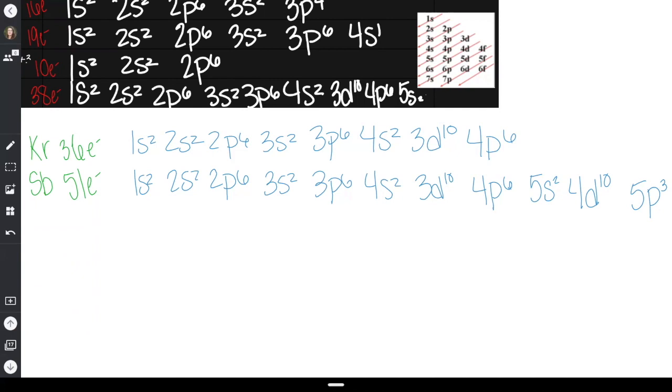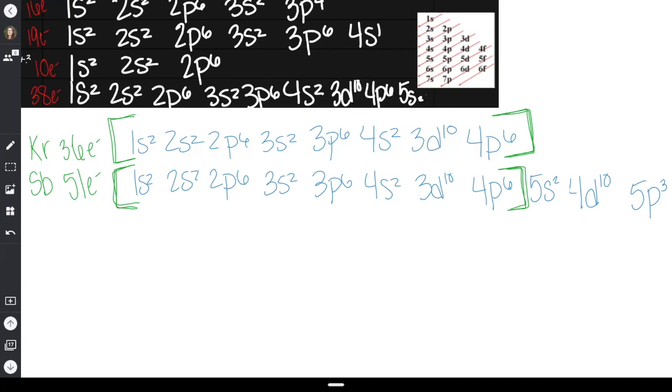All right, so now that we know how to write the full electron configurations, let's take a look at and compare the electron configurations of 2 different elements. Up here, I have the electron configuration for krypton of 36 electrons and antimony of 51 electrons written out. All right, and when you look at these, what do you notice? Well, if you look, krypton's electron configuration is the exact same as the first part of antimony's electron configuration.